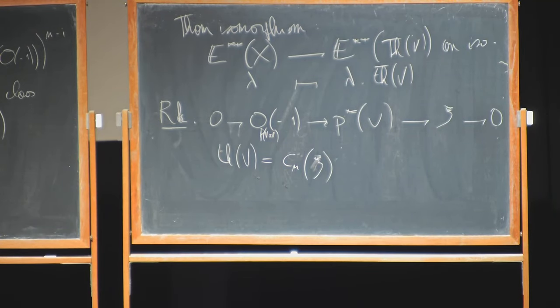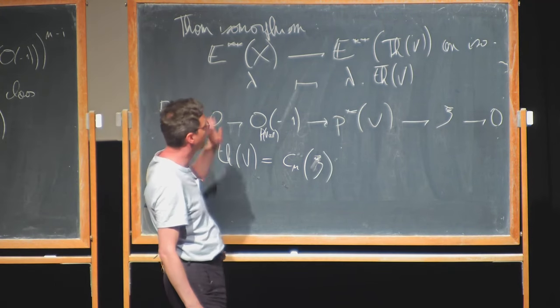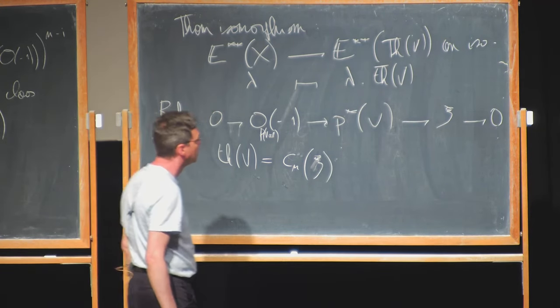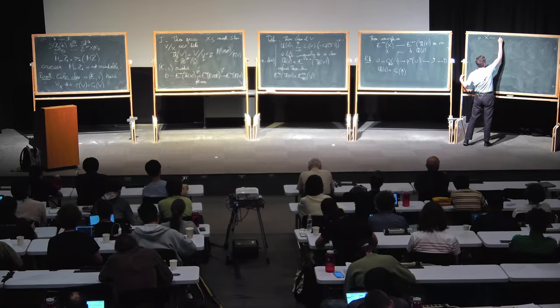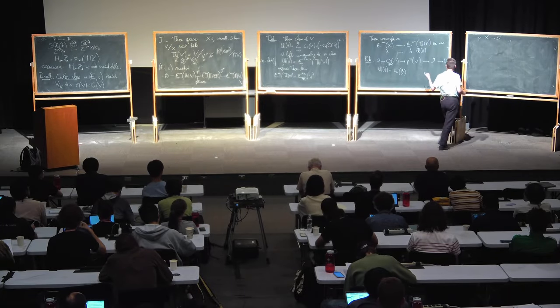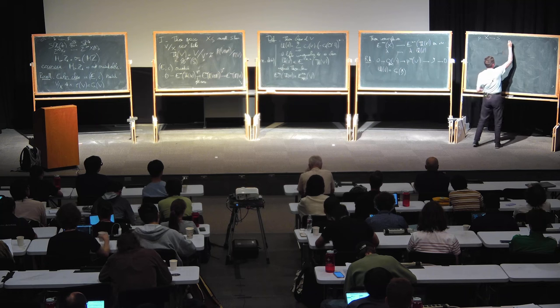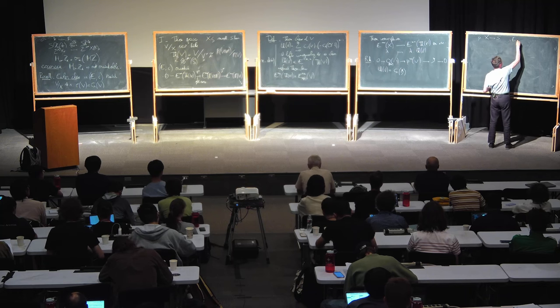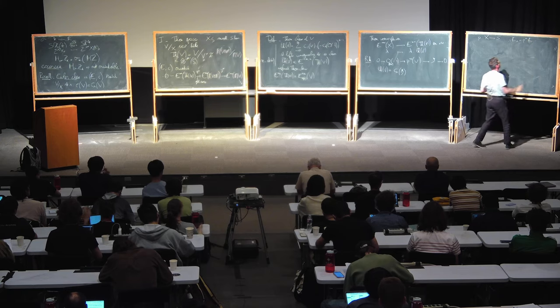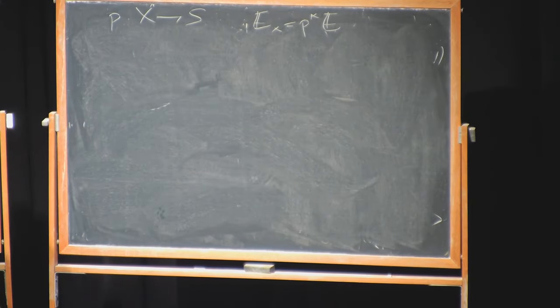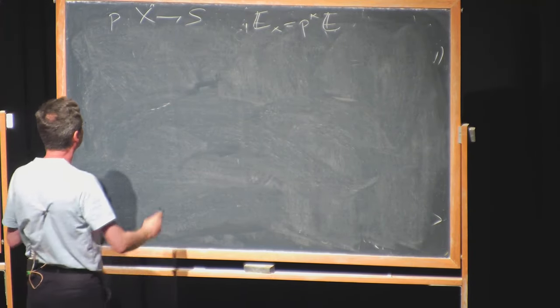Okay, and another remark is that you can also see this Thom isomorphism internally. For this, what you do is, if you take the projection from X to S, so it's not the same P, sorry, then you define E_X. So it's something that already appeared as the pullback here. And the Thom isomorphism can be rewritten.